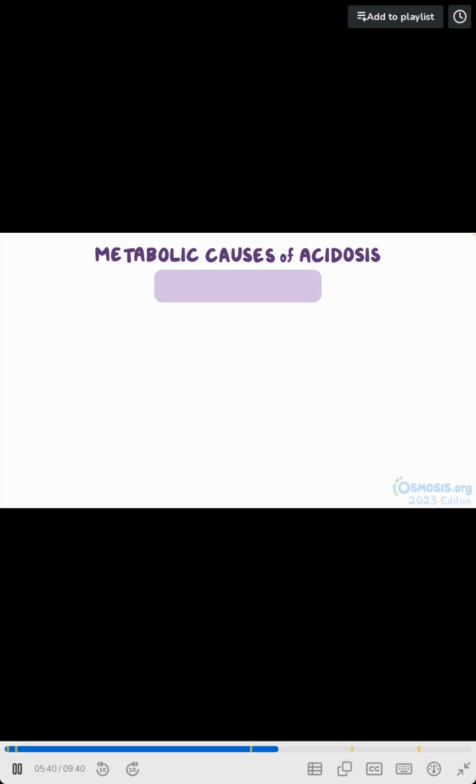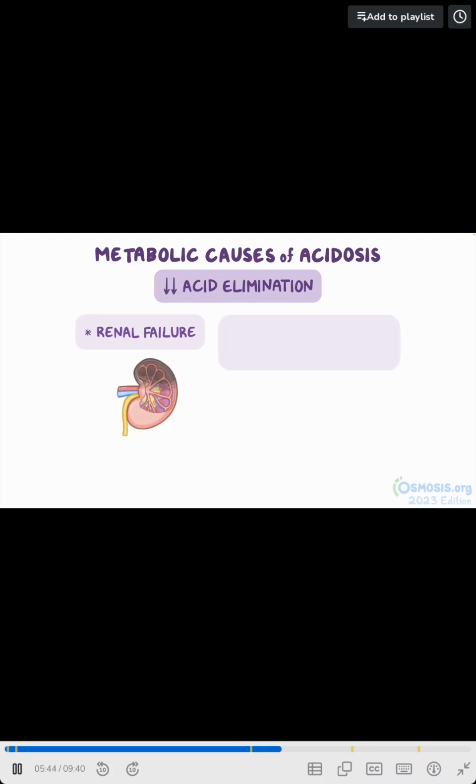It can also be caused by decreased elimination of acids, which can happen with renal failure, or by increased elimination of base, like with excessive diarrhea, which eliminates too much bicarbonate from the intestines.